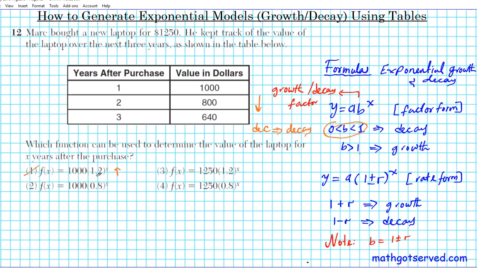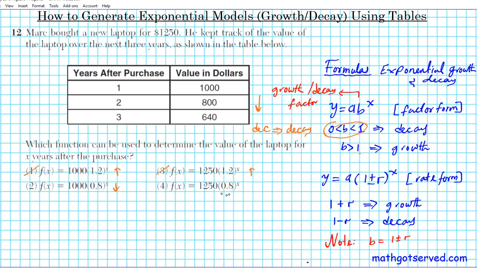This is a growth rate right here. I mean a growth factor. And then if you look at option 2, this looks good because it's decay, because 0.8 is between 0 and 1. And if you look at number 3, this is a growth factor because the base of this exponential term is greater than 1, so that's increasing, so that cannot be the answer.